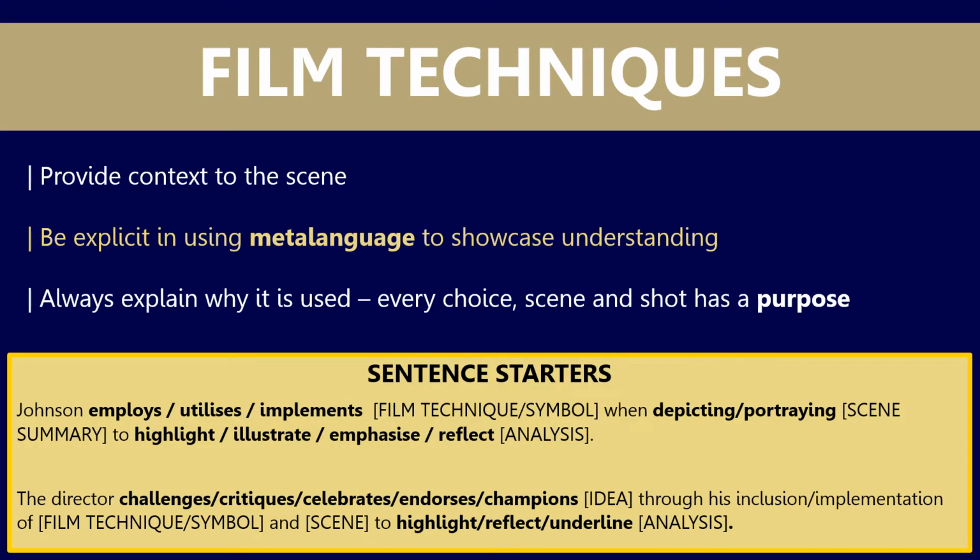Obviously, we've got film techniques as well. Try and provide context to the scene. Don't just jump into "low camera angles are used to show this." Use a specific scene throughout the film. Be explicit in using your meta language, like mention the specific film technique, and always explain why it's used. Remember that every scene, every choice the director has made, and every shot has a purpose. And there's some sentence starters below that you might find useful.